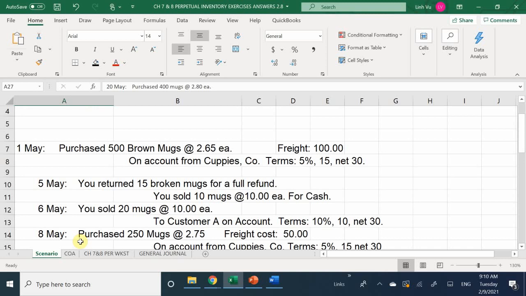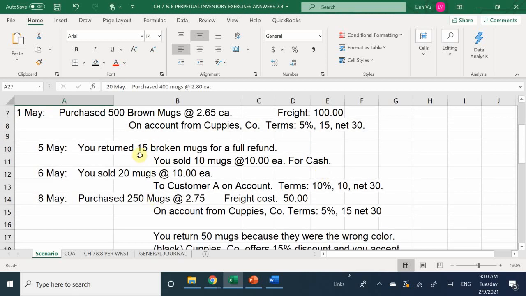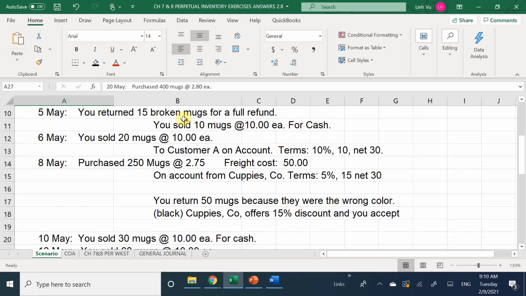There's a refund for 15 mugs. Yes, we got a full refund for our 15 mugs. Okay, so we have to recalculate how much that is. Now, in this case, did we actually make the discount period as well? No, we did not. Okay, so that's one thing that we know. So all we need to do here is to calculate the difference. Like, what was my difference in my accounts payable here? Other than that, what else did we do?